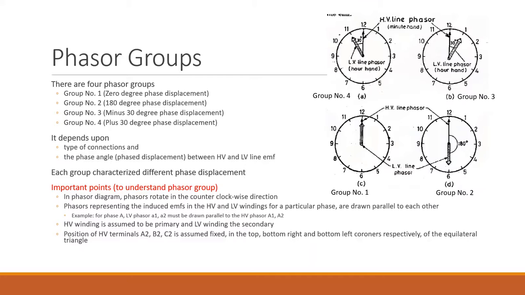Now these groups depend upon the types of connection. What is the type of connection, whether it is star-star, star-delta, delta-star, star-zigzag, whatever it is. So in that fashion it is going to depend on that, and the phase angle between HV and LV line EMF. So what we can conclude here is that each group characterizes a different phase displacement. In order to understand these groups, some things you need to keep in your mind.